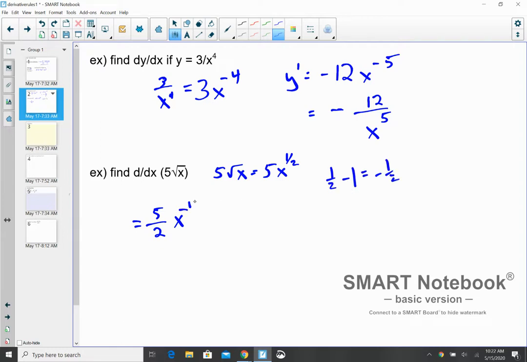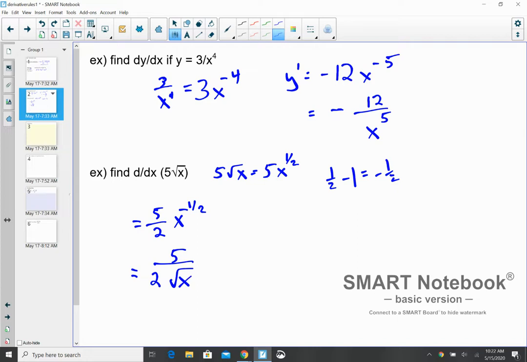So x to the negative 1/2, which means that this is going to become 5/2. Now that would move down below, and it's also to the 1/2 power. So put back in a radical. That's the best way of writing it.